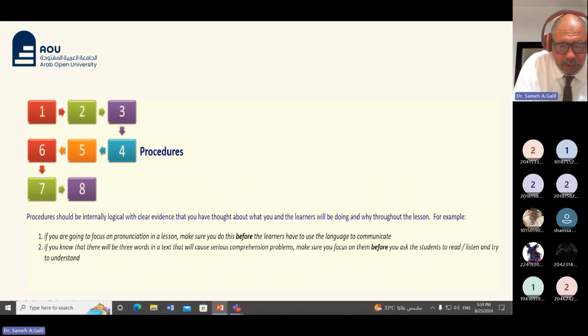If the focus is on pronunciation, make sure you do this before you ask the learners to use the language to communicate. So if it's pronunciation, obviously the focus would be on pronunciation rather than on communication. Again, during the planning, if I know that a number of words are difficult, it's only natural that I introduce them so that students don't stumble. So you introduce them. Again, this is a procedure that you should take in order for other steps to succeed.